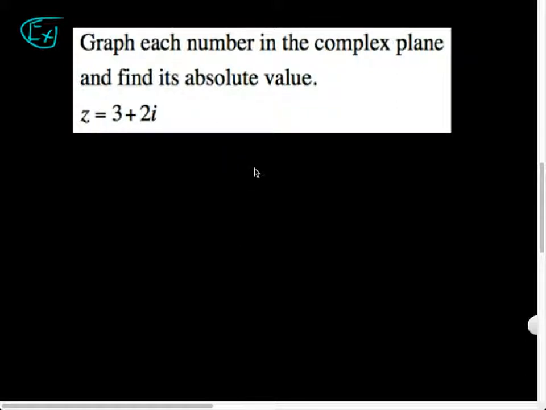Graph each number in the complex plane and find its absolute value. And here I've got z equals 3 + 2i.